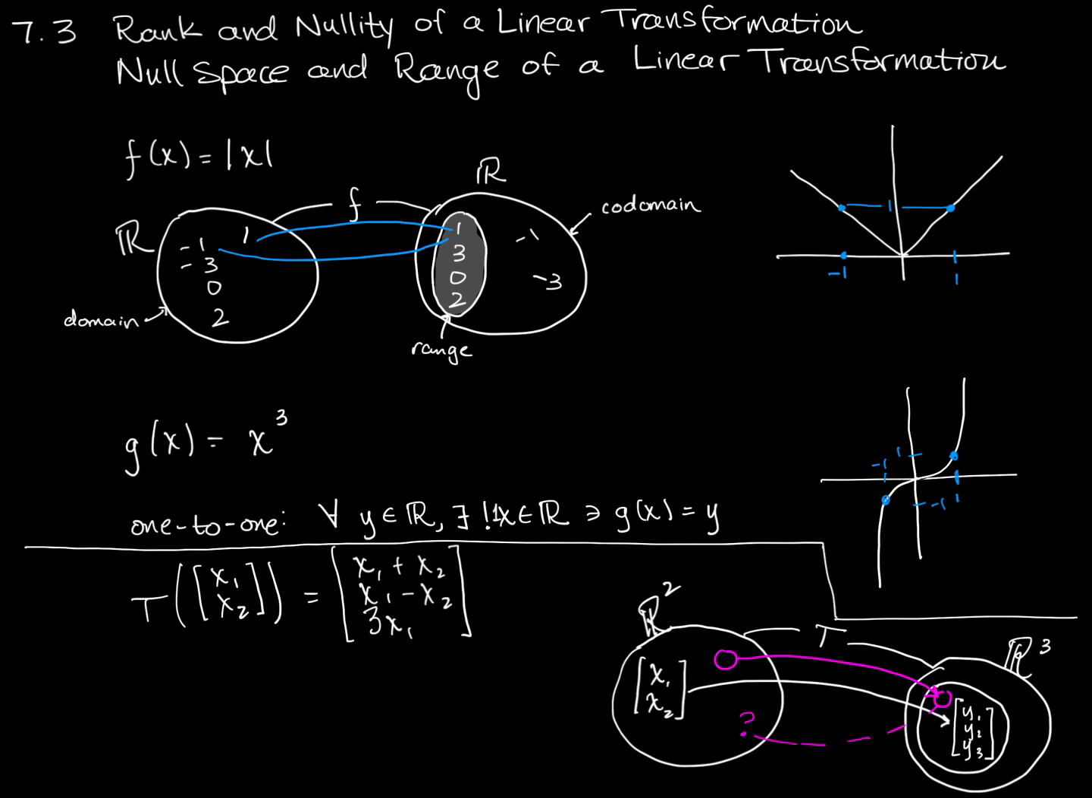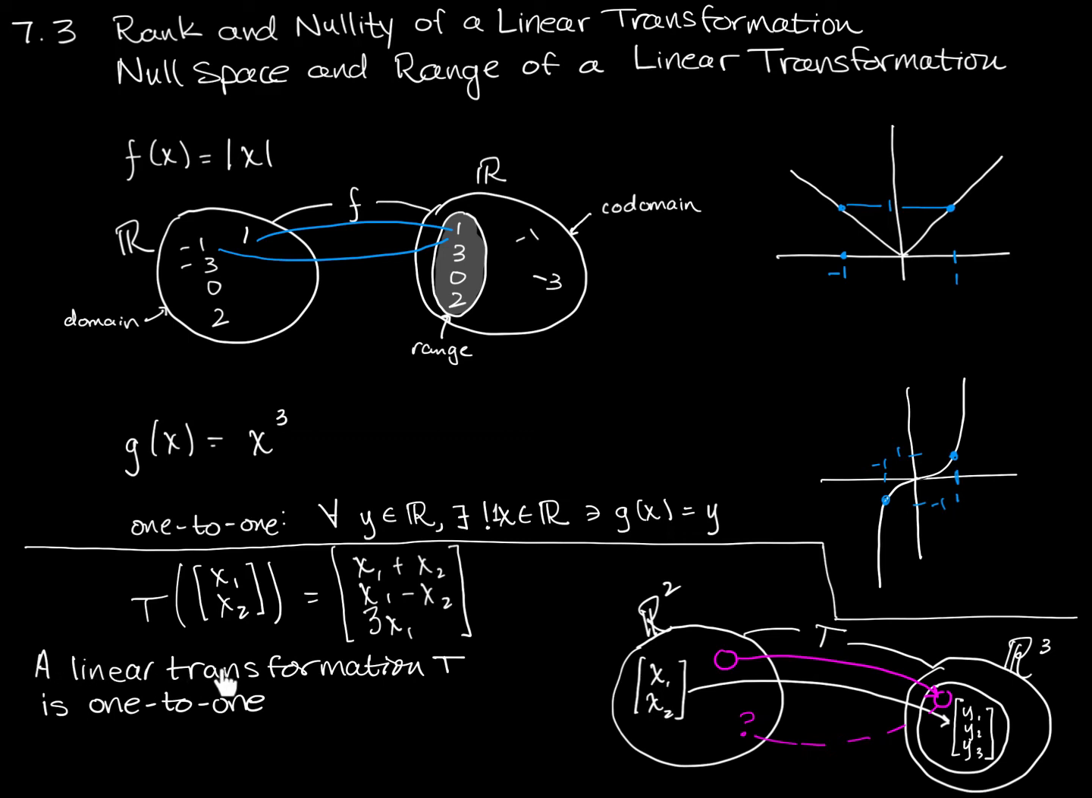You need to keep testing values to find out whether there might be one out there which can be traced back to 2 input values. The good news with transformations is that that's not the case. If I take the 0 vector in the output, in the range, and I can only trace it back to the 0 vector in the domain, then I know it's a one-to-one function. I don't need to test all the other ones.